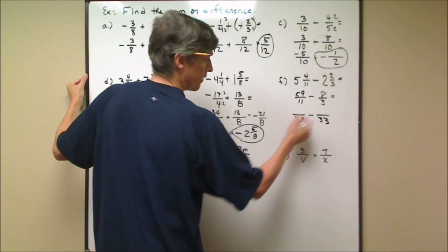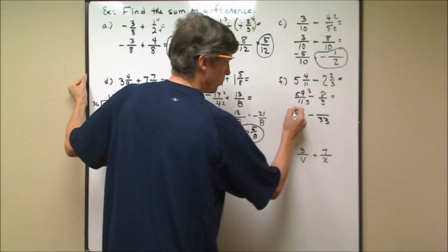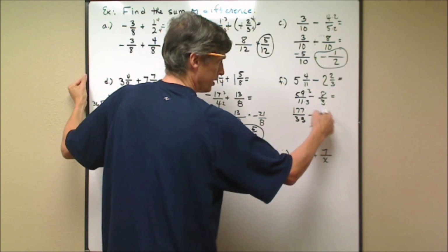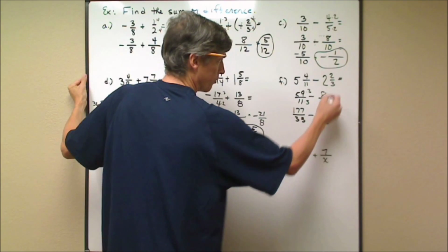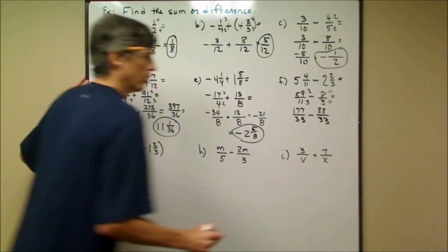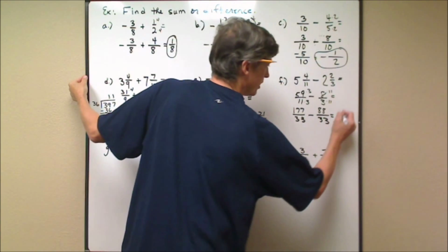So 3 times 11 gives me 33, so I got to multiply 3 times the top. That'd be 177 if I haven't made a mistake there. I'm going to have to multiply this by 11 to make it a 33, so 11 times the top would give me 88. So 177 minus 88, I believe, is 89.